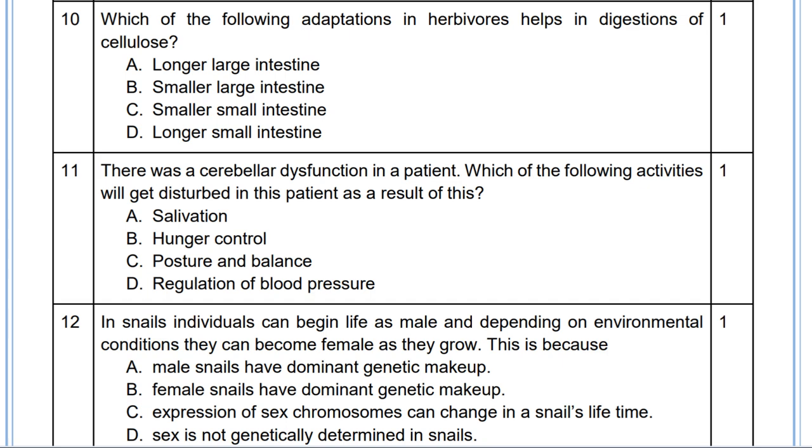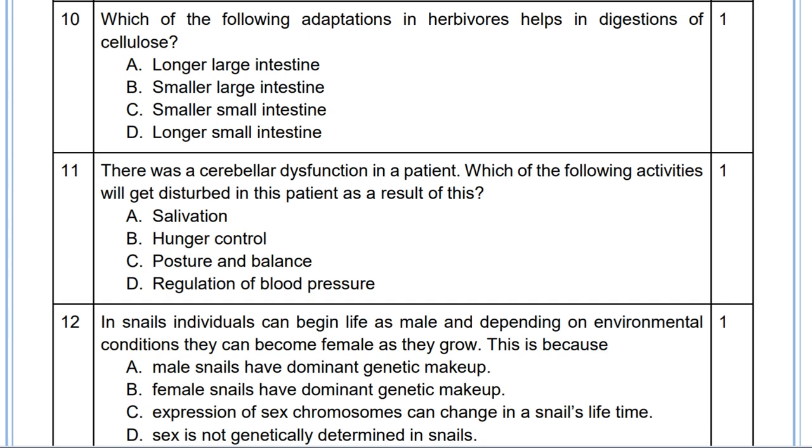Question 11. There was cerebellar dysfunction in a patient. Which of the following activities will get disturbed in this patient as a result of this? A. Salivation. B. Hunger control. C. Posture and balance. D. Regulation of blood pressure. Correct answer is C. Posture and balance.